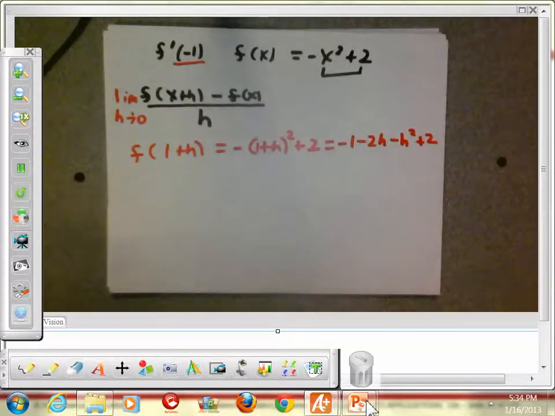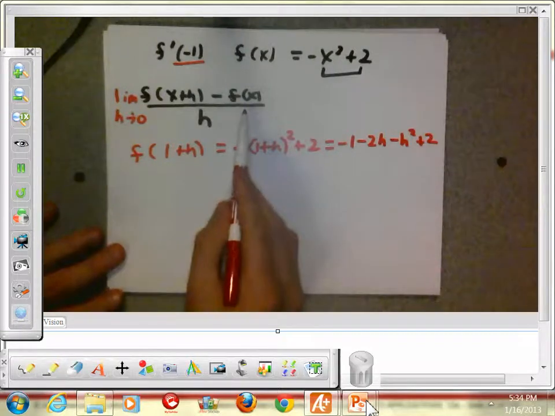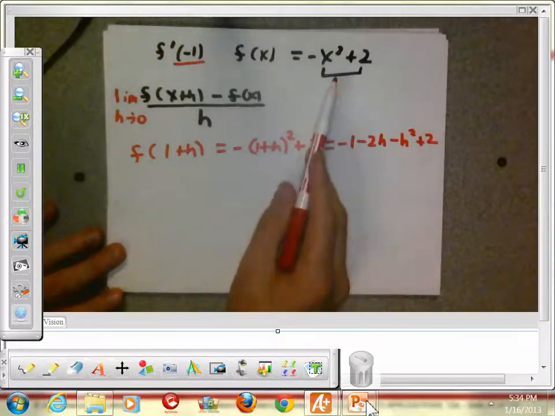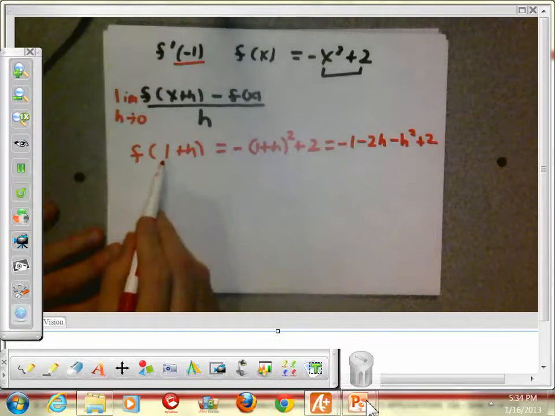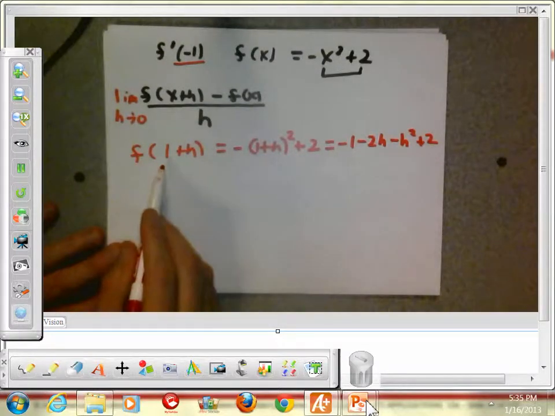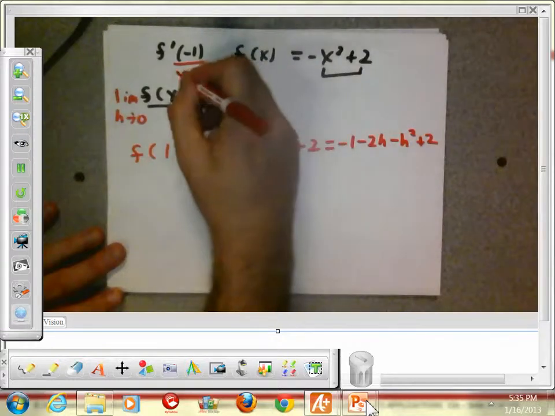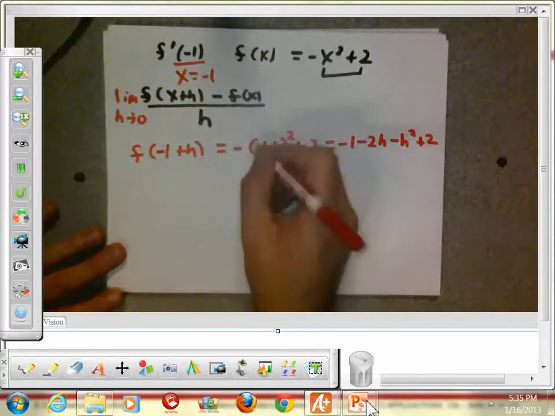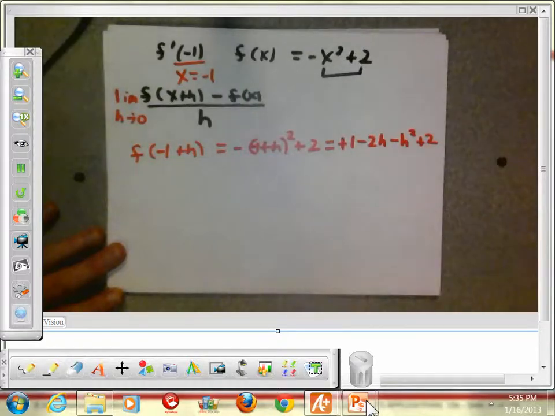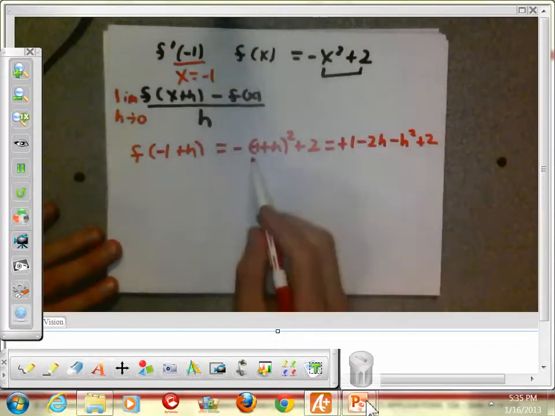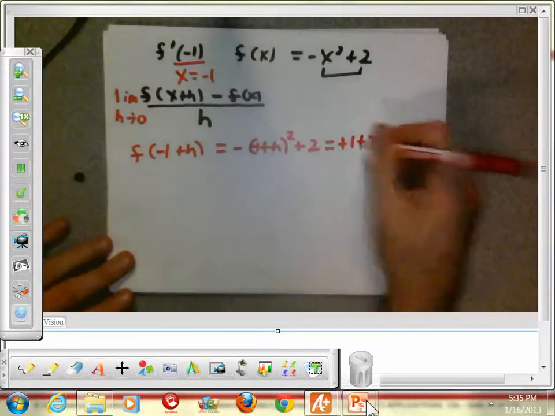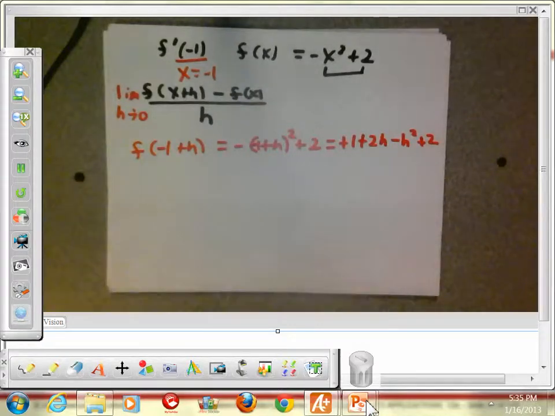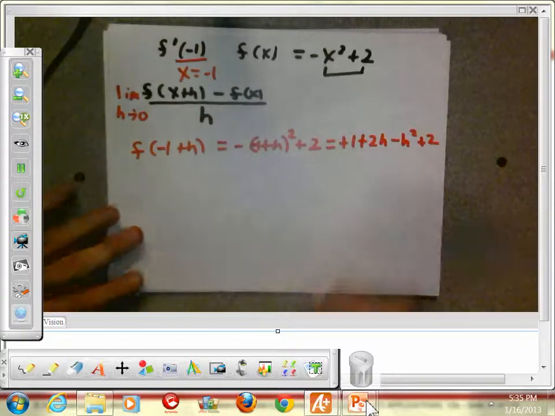Now, the other term I want is f of x, but x is -1. Let's see. Oops, I put a 1 here. It should have been a -1. So x is equal to -1, not 1. So this should be a -1, so this is going to be a minus here, and this is going to be a plus here. Okay. So we have this over here, and I don't need to write the plus sign there.